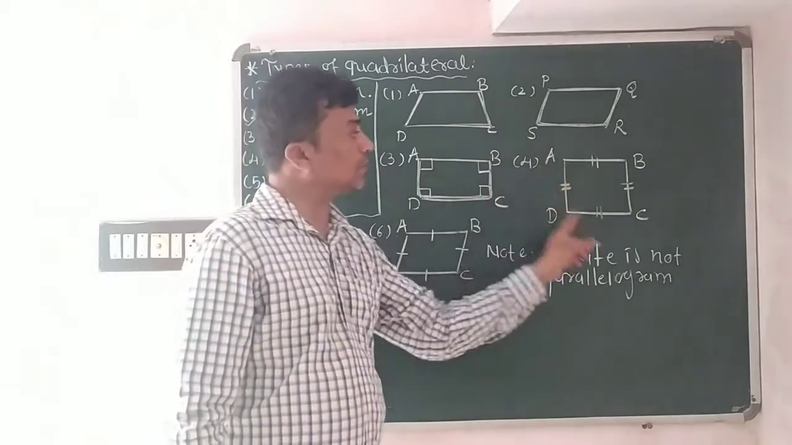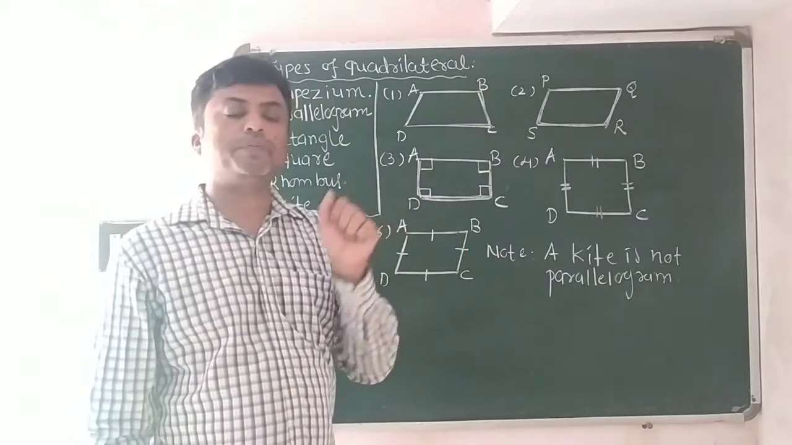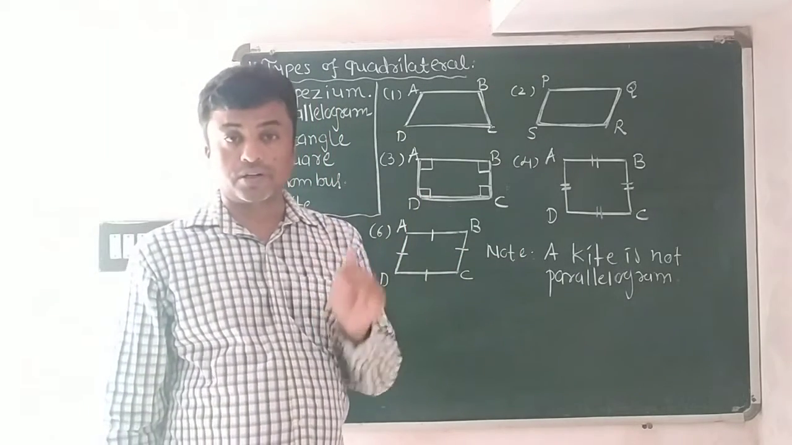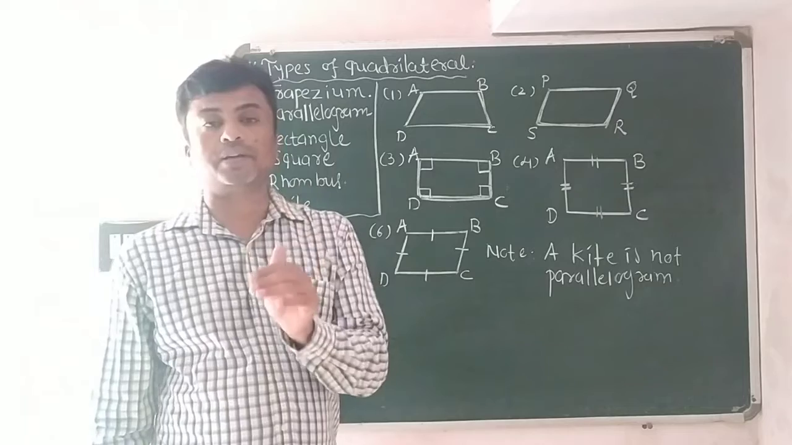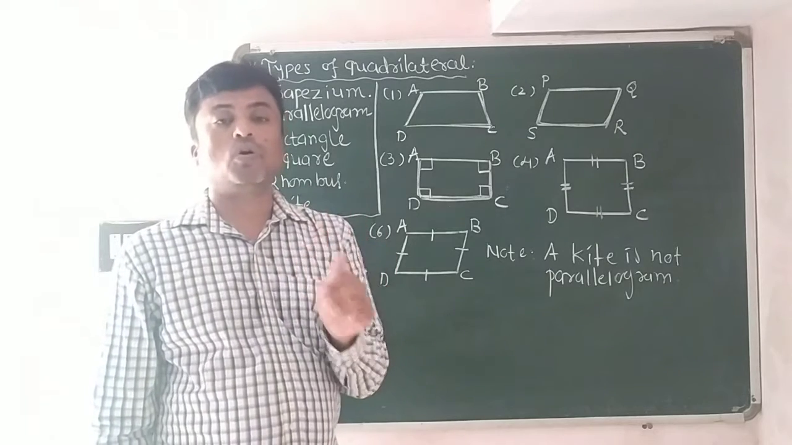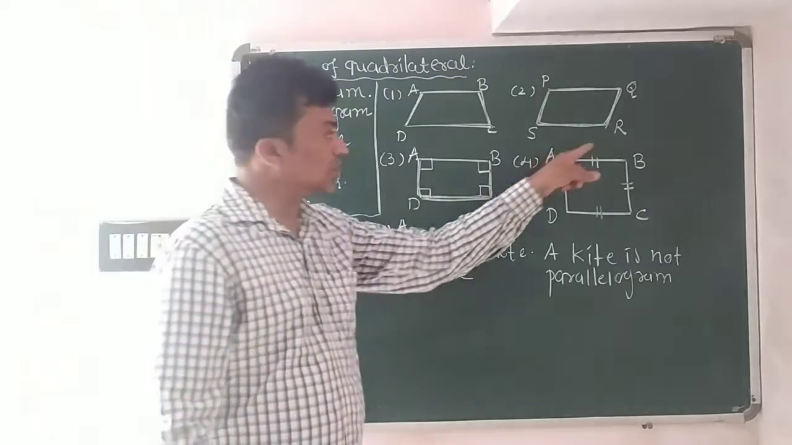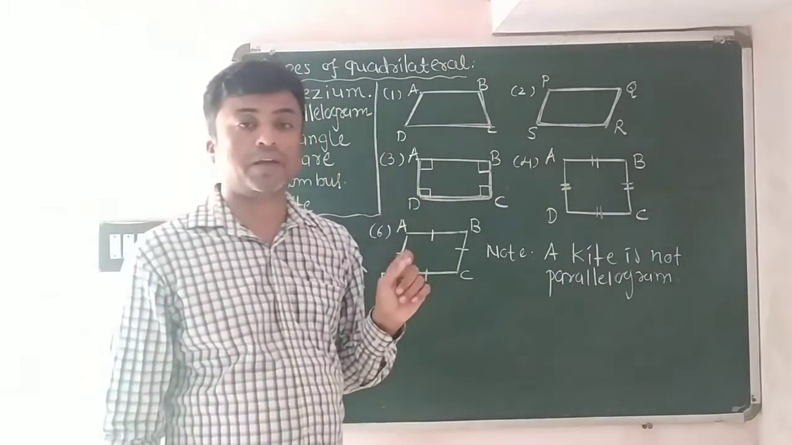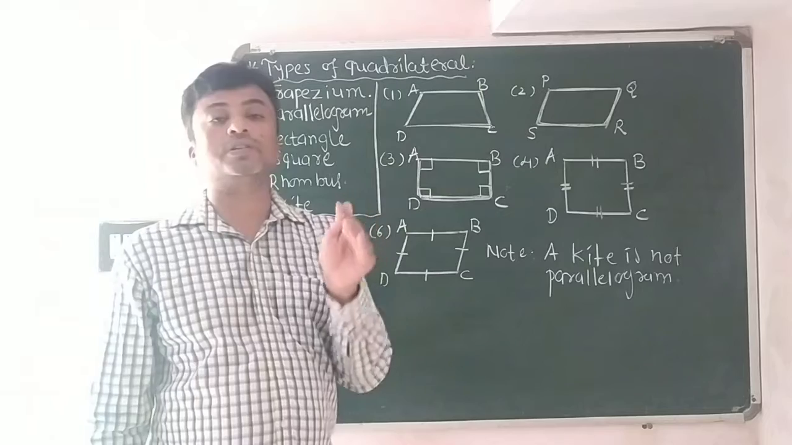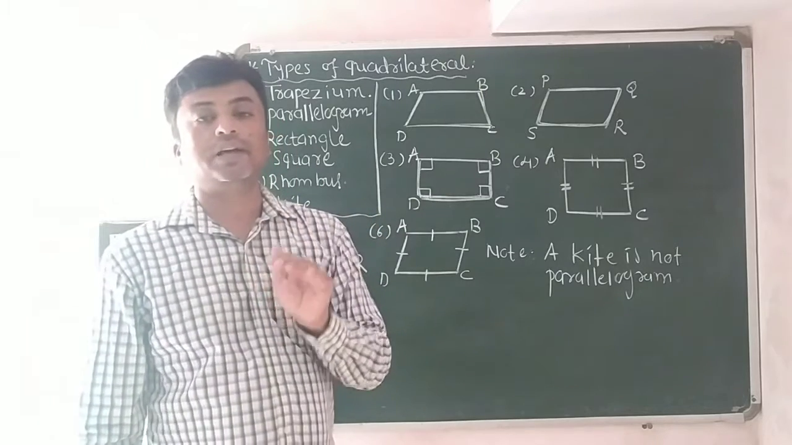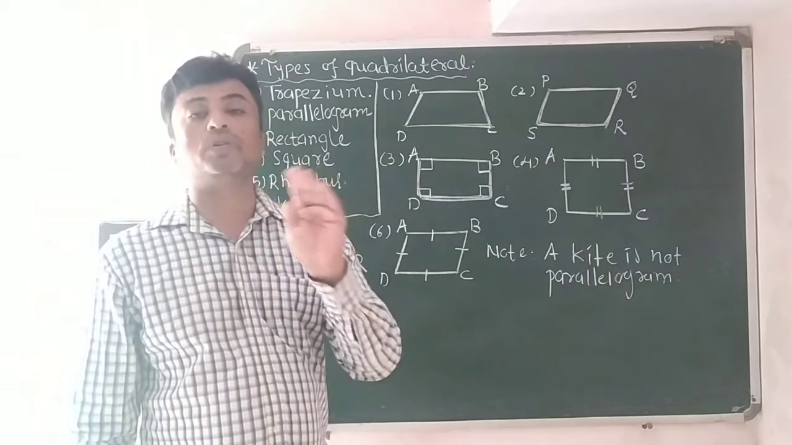See children, this is the figure of the square. What is the definition of the square? So see children, the definition of the square is a rectangle with all the side lengths equal, then it is called square. So see children, what is the definition of the square? A rectangle with all the sides equal in length, then the given rectangle is known as square.